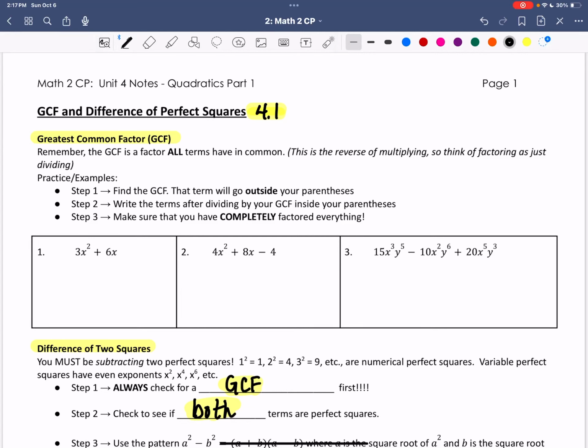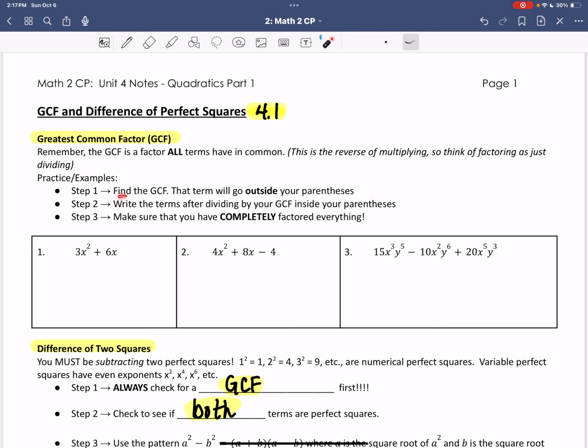All right, today we're going to talk about greatest common factor and difference of perfect squares. So what's important to remember is that the greatest common factor, GCF, is a factor that all the terms have in common. When you factor, it's basically the reverse of multiplying, so you're going to be dividing it out.